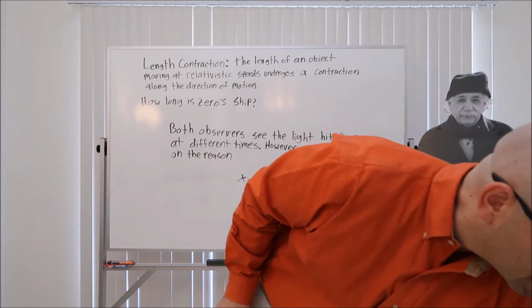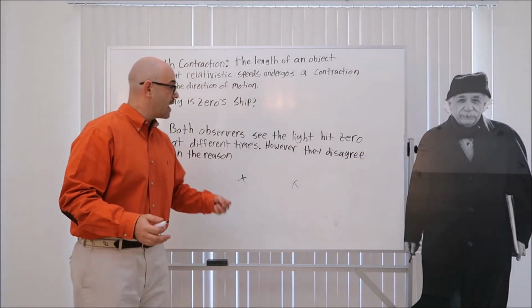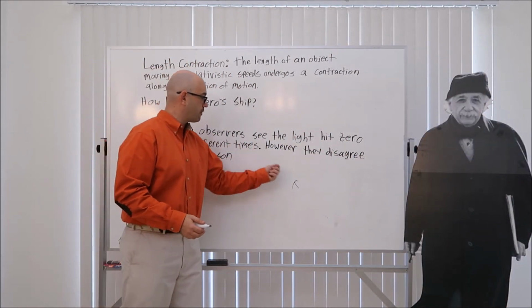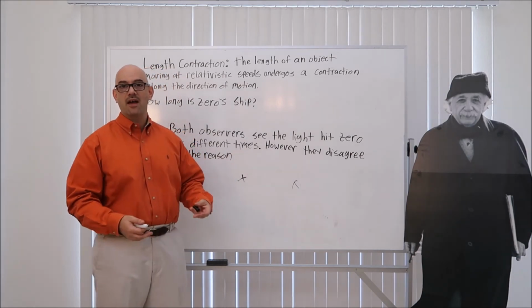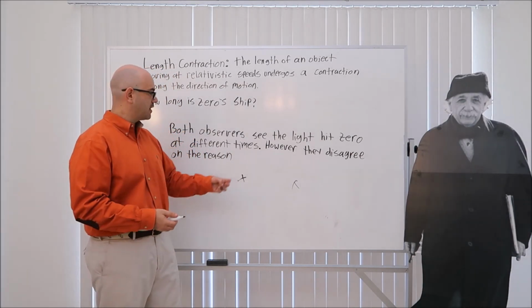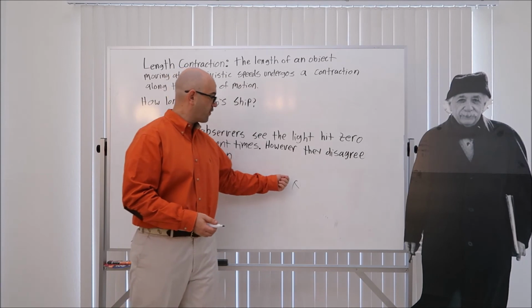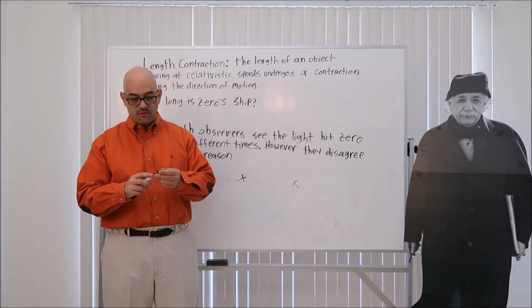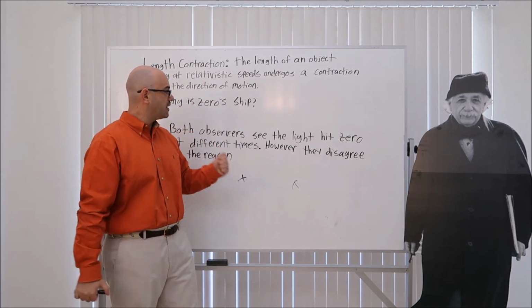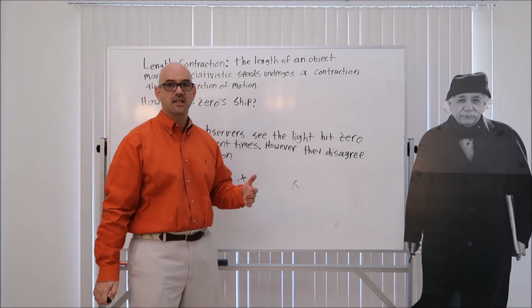So in his reference frame, he sees that the light hit him from the front first and then from the back. And in my inertial reference frame, I see that the light first hit him from the front and then from the back. So we both agree on that. But we disagree on the reason why that is the case.